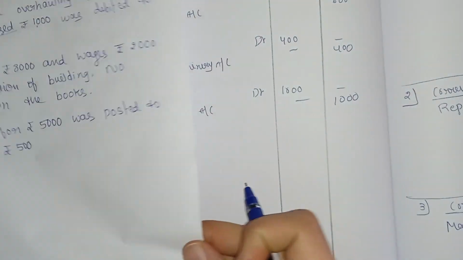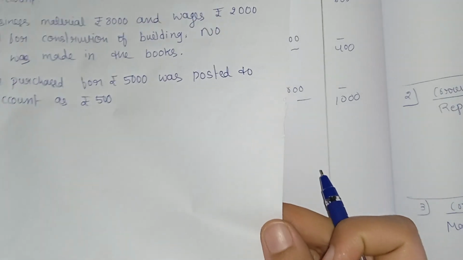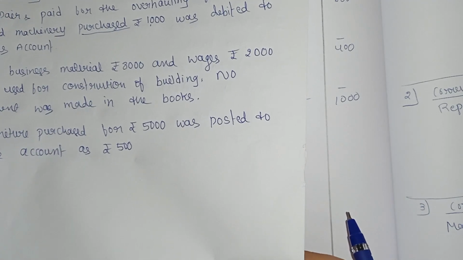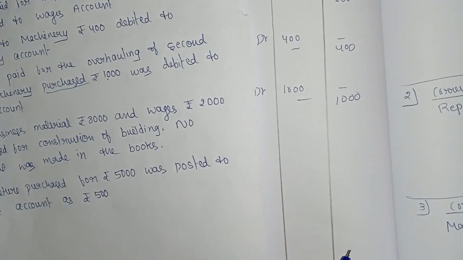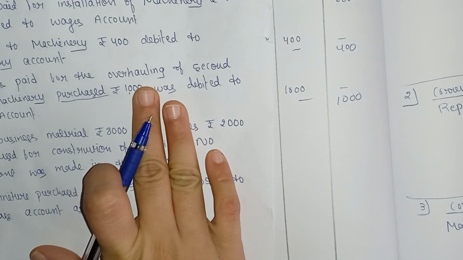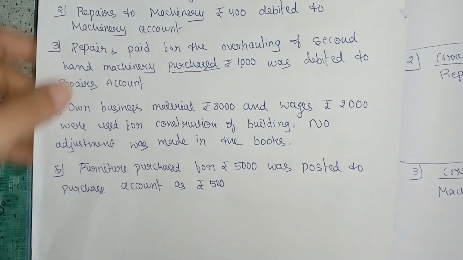So now write down the narration. So what is our narration? Being repairs for overhauling of second hand machinery purchased wrongly debited to repairs account, now rectified. This is the narration. Now let's move to the fourth transaction.